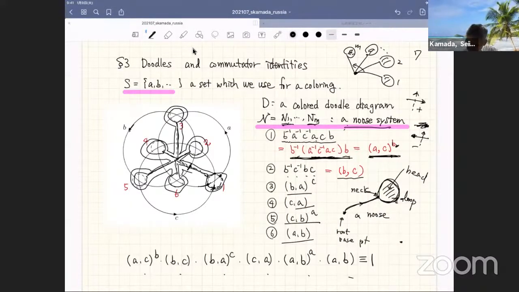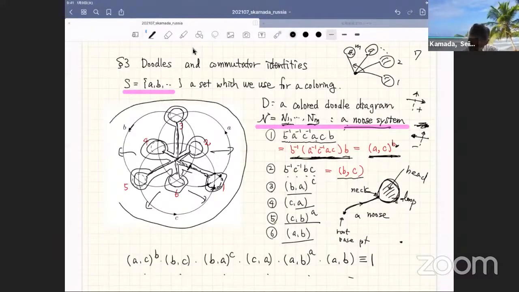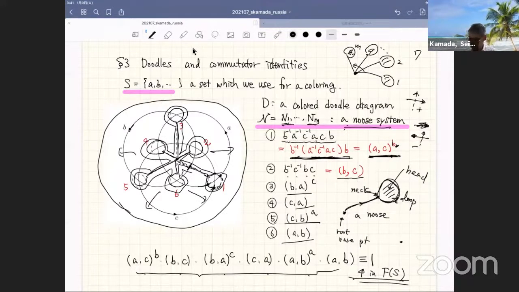But this loop is homotopic to the big circle if we ignore the base point. So that means this word is identity in the free group. So this is identity among commutators in the free group. So this commutator identity is obtained from this colored diagram with a noose system, this one.